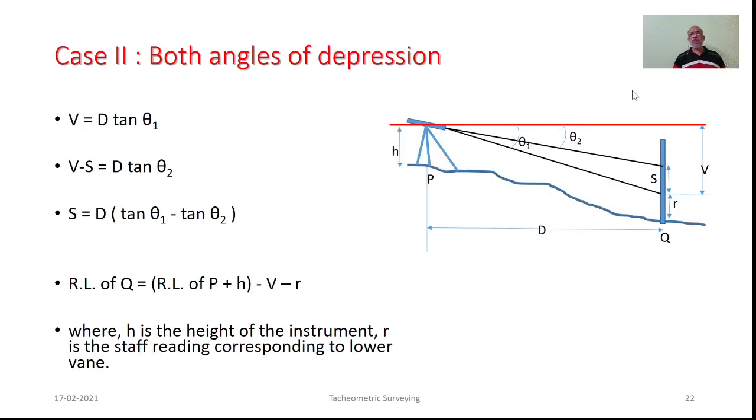Say, if both the lines of sight are in depression, we will be following similar terminology in order to express θ1, θ2, V, R, H, capital D, P as well as Q. The RL of station Q can be determined by making use of expression RL of P plus H minus V minus R, whereas here the capital D can be determined by S divided by tan θ1 minus tan of θ2.